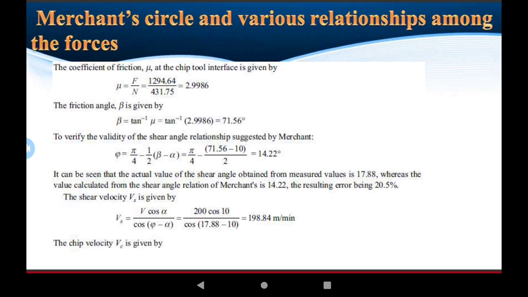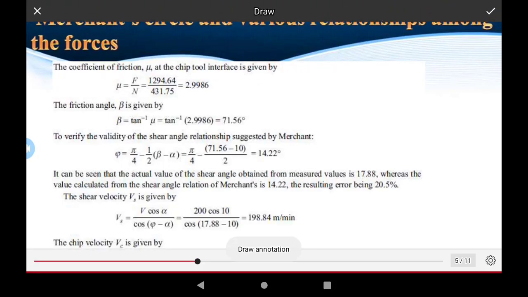The Merchant circle and various relations among the friction force: the coefficient of friction mu at the chip tool interface is given by mu equals F upon N. Find this value. The friction angle beta is given by beta equals tan inverse mu. Putting in the value of mu, beta is found to be 71.6 degrees.